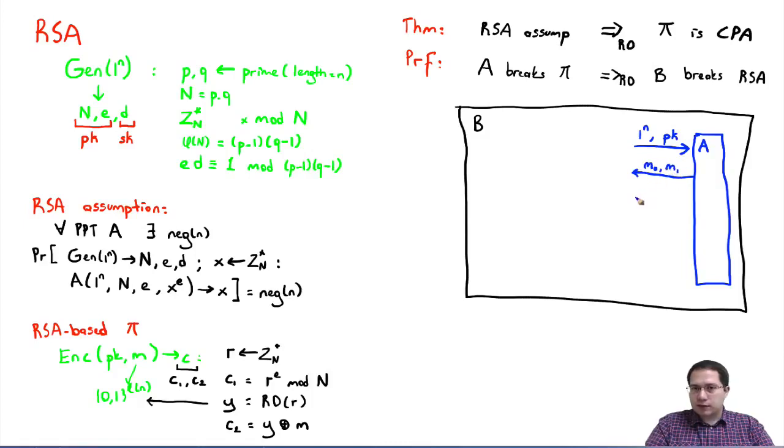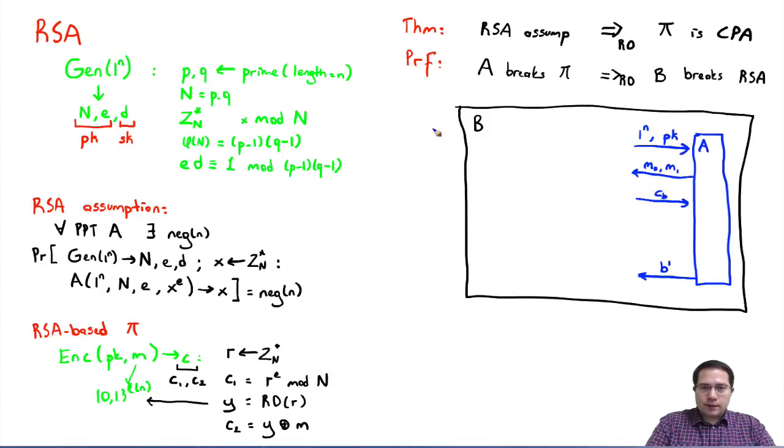These messages are of the same length. We will respond with some Cb that should be a ciphertext of one of these messages. And eventually, the adversary will output its guess for this b, which is some b prime. Remember, the adversary wins if this b prime is correctly guessing which message we encrypted here.